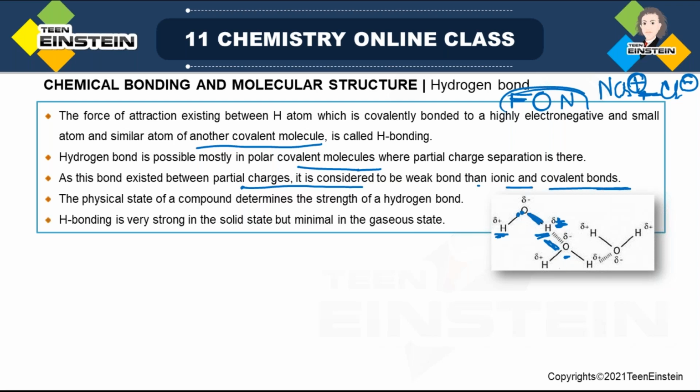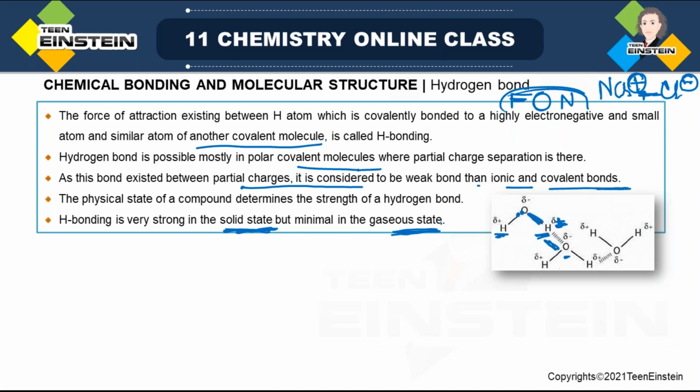The physical state of a compound can determine the strength of a hydrogen bond. Suppose hydrogen bonding is present in a solid compound, and it is also present in a gaseous molecule. Obviously, in the solid state it will be very strong, and the reason is easy to understand, because in the solid state the molecules are close to each other, so the interaction will be strong. But in the gaseous state they are far from each other, so hydrogen bonding will be very weak.